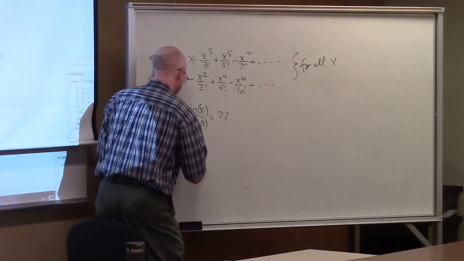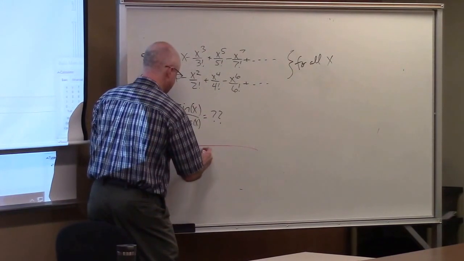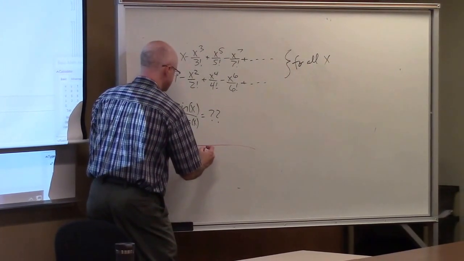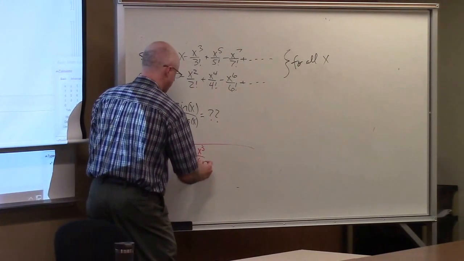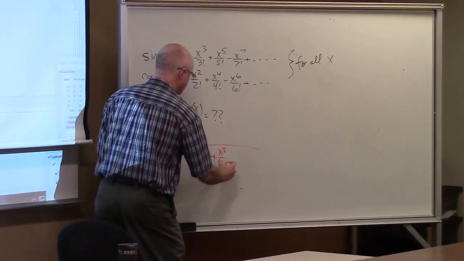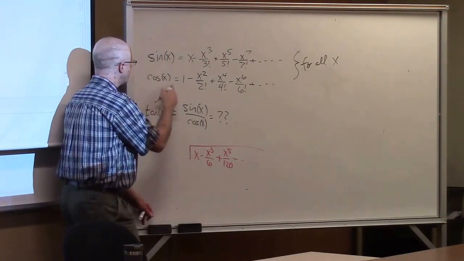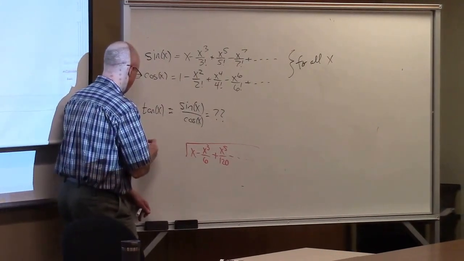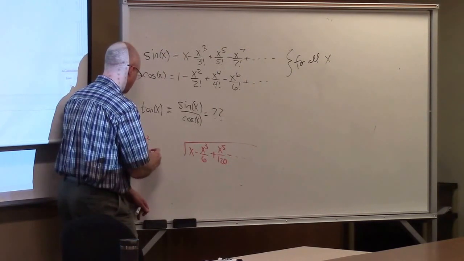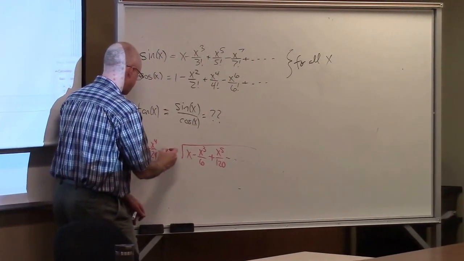If you do it in a long division setup, put the series for sine of x inside here, and I'm also going to simplify the factorials. 3 factorial is 6. 5 factorial is 120. That's all the further I'm going to go. For the cosine, I'm going to put it over here. 2 factorial is 2. 4 factorial is 24, etc.